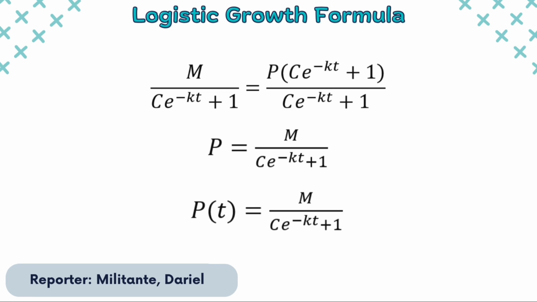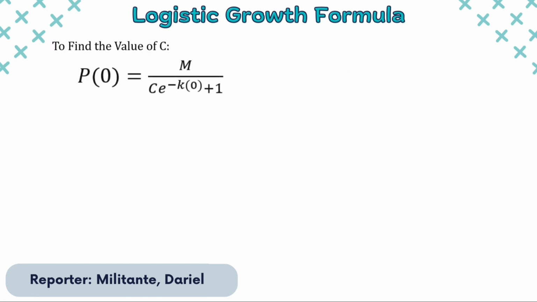And we put time, denoted as t, in the population size, which will give p of t is equal to m over c times e raised to negative kt plus 1. This is the formula for logistic growth. To find the value of c, we set the value of t to 0. By substitution, p of 0 is equal to m over c e raised to k times 0 plus 1. Anything raised to 0 is equal to 1. And remember, p of 0 is denoted as the initial population.